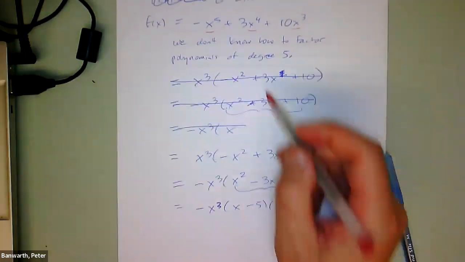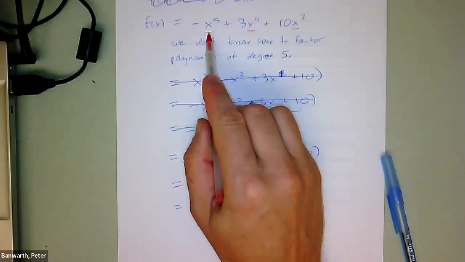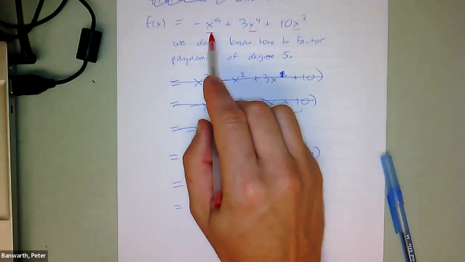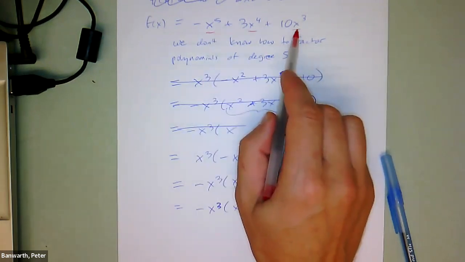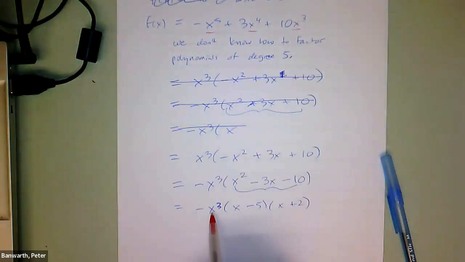So again, to recap, if you see a polynomial that's degree 3 or degree 4 or degree 5, and you're asked to factor it, probably you can pull out enough x's to get it down to a quadratic and factor it.